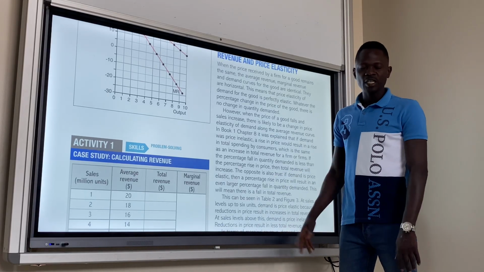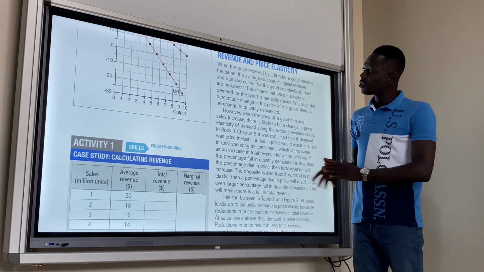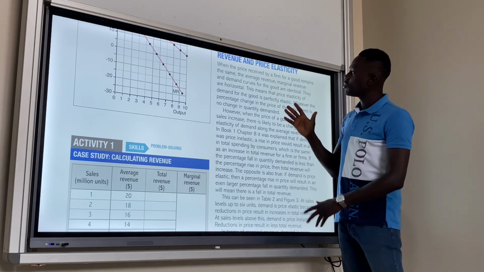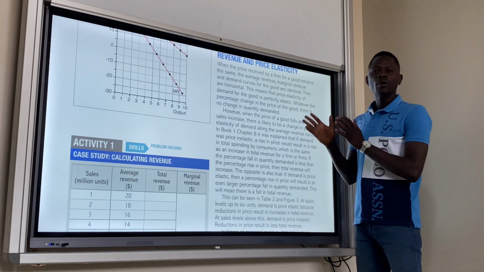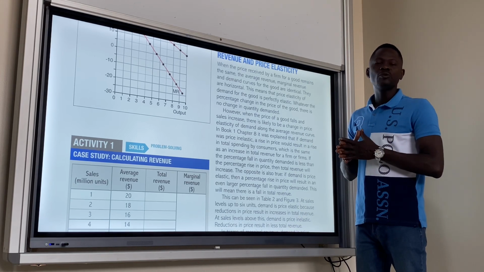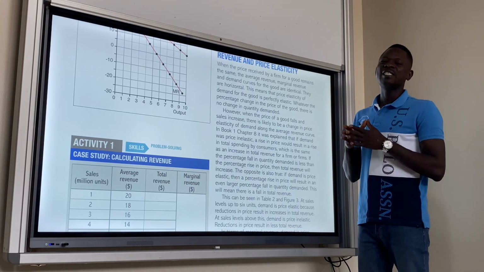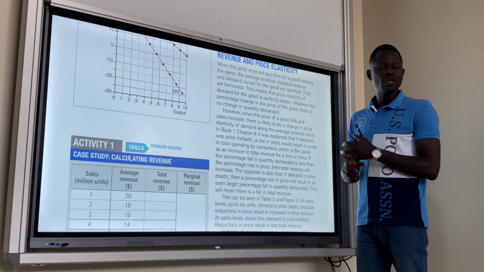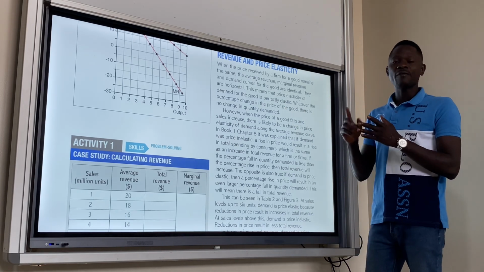Rounding up revenue today in chapter 4. So the last lesson about revenue is revenue and price elasticity. And we know what revenue is: the receipts a firm is able to put together as a result of its sales. That is revenue. We have our total revenue, we have our average revenue, we have our marginal revenue.